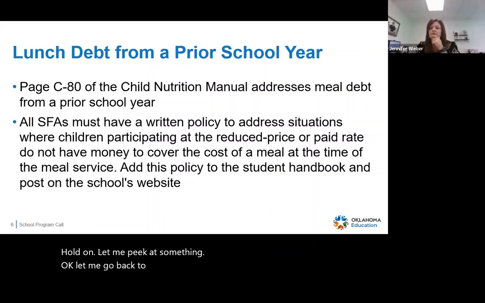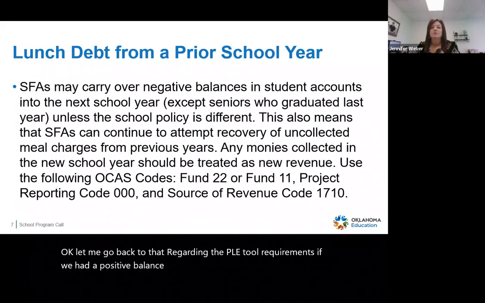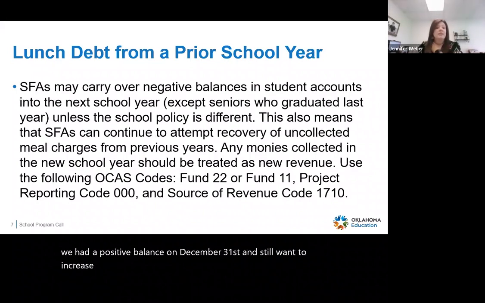Regarding the PLE tool requirements, if we had a positive balance on December 31st and still want to increase prices, can we? Yes, you can. That is perfectly fine. That's a district decision.